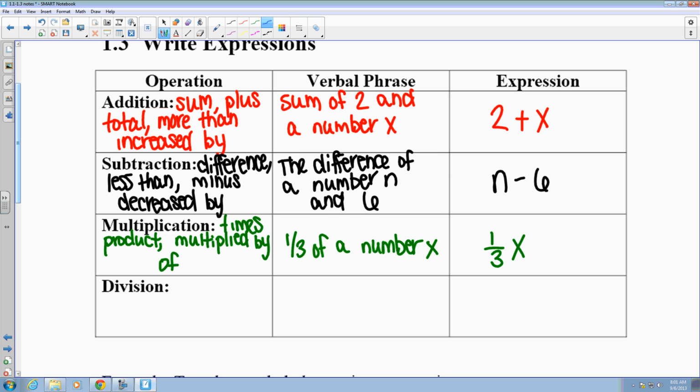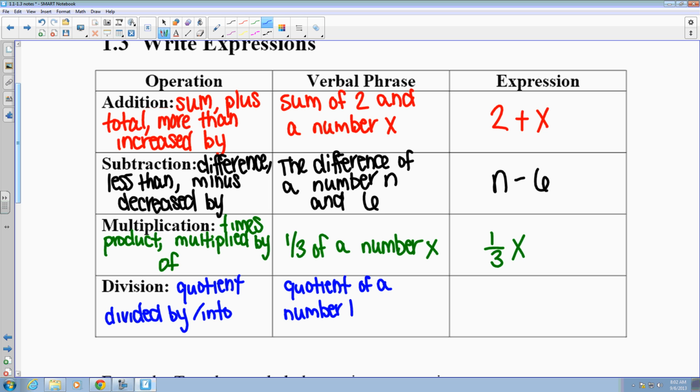Division, the words you're going to see: quotient, and divided by, or divided into. The verbal phrase that goes along with that: you're looking at the quotient of a number k and 2. So quotient, division, k divided by 2 can be written either way.